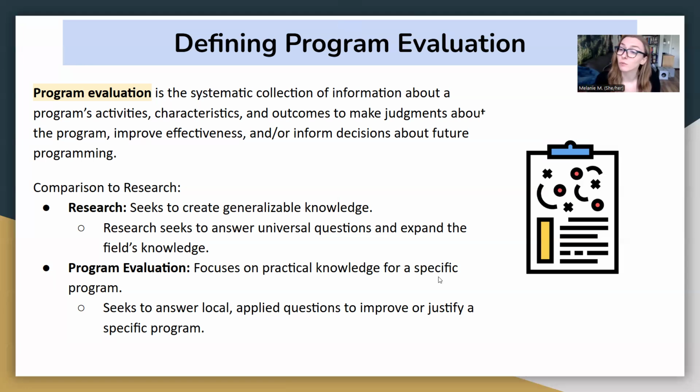As a comparison to research, there are some really notable differences, mostly that research is trying to create a generalizable set of knowledge. That's why we talk so much about who is our sample. Is it generalizable? Does it represent the holistic group that we are trying to make a conclusion about? Research is trying to expand what is known. Research is systematic, and there are sets of standards that we've talked about all semester, most notably through peer review.